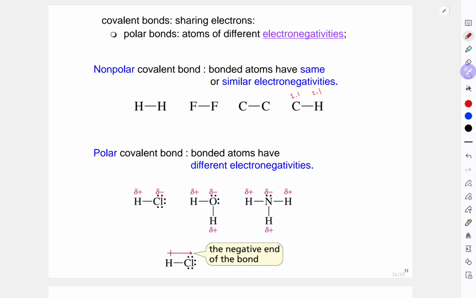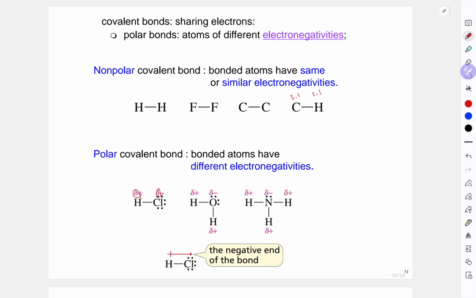And with this polarity, you can designate the directionality of the dipole from positive to negative. This arrow indicates the polarity directionality, again, from positive to negative. So the negative end of the bond can be visualized with this arrow notation. And you all know that oxygen and nitrogen have higher electronegativity than hydrogen. That's why they have delta minus, and hydrogen has delta plus in each case.